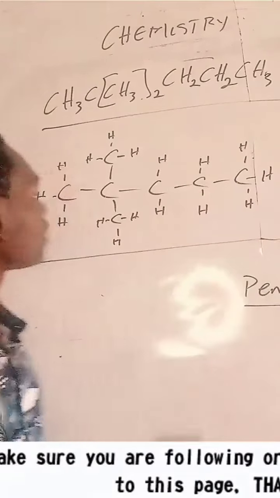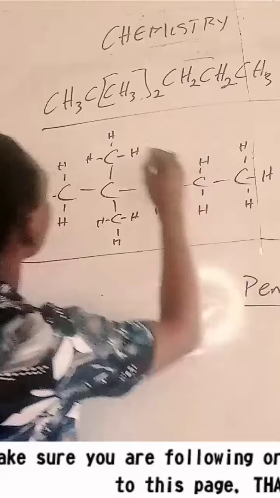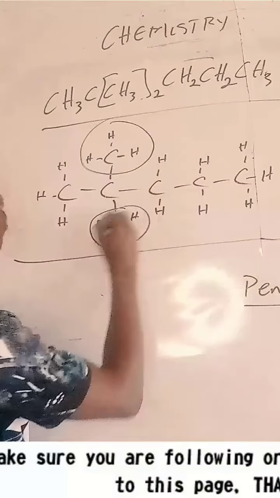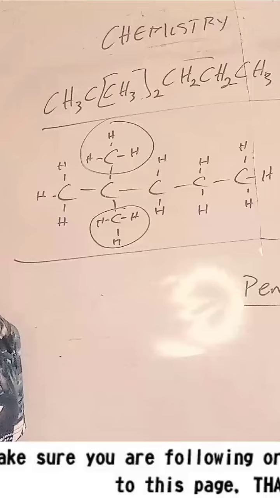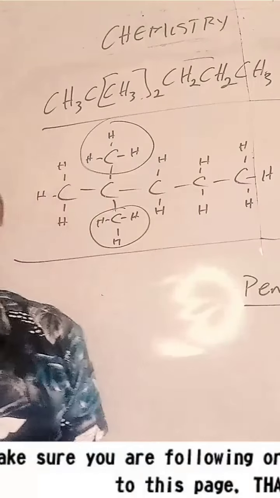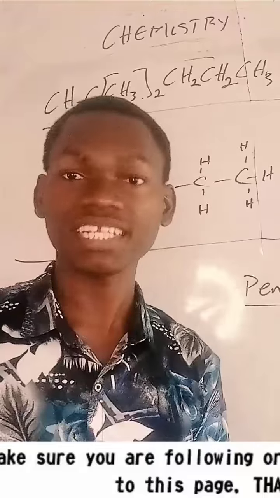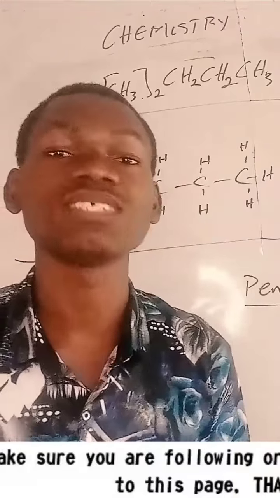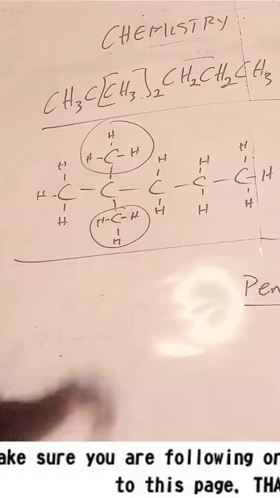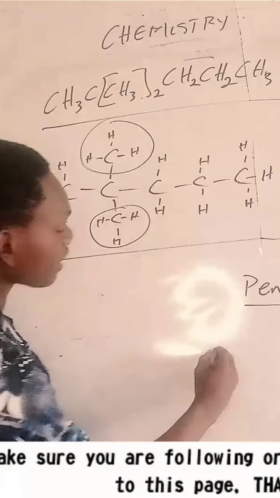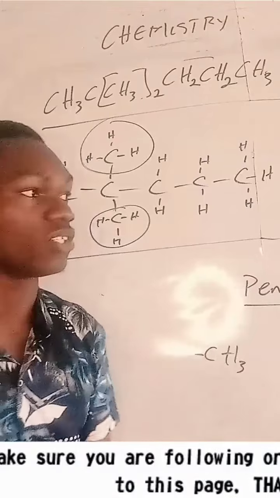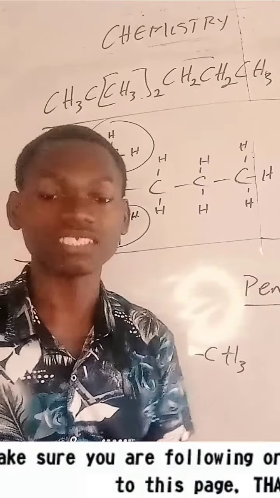But if you notice, while identifying this chain, we did not include these particular carbons here because they were not part of our longest chain. Since they are not part of our longest chain, they are called side chains or substituents. So these are our substituents. And what type of substituent is this? You can see it has CH3, and CH3 is called a methyl group, right?